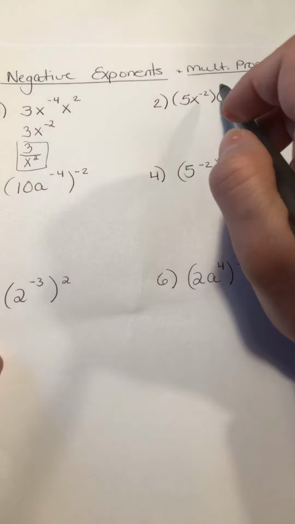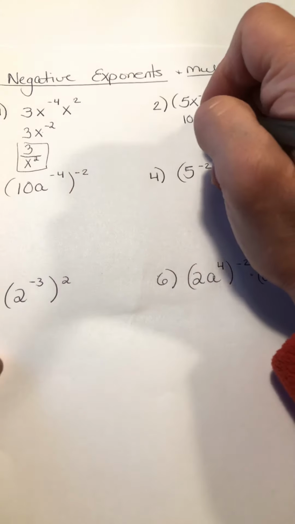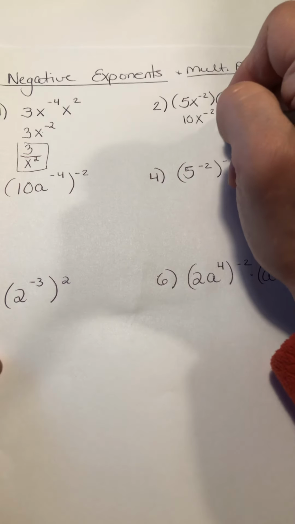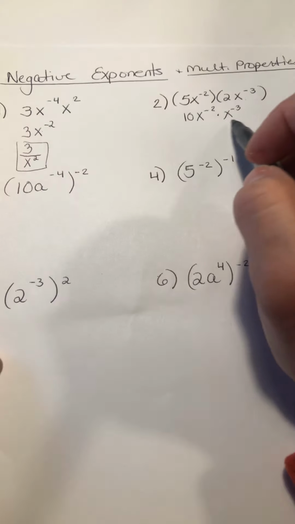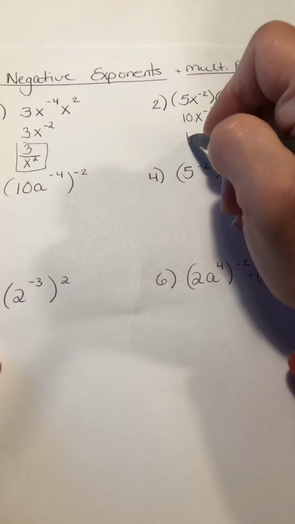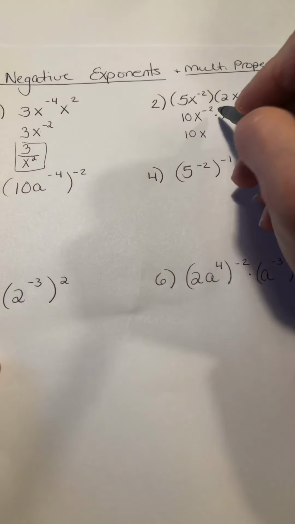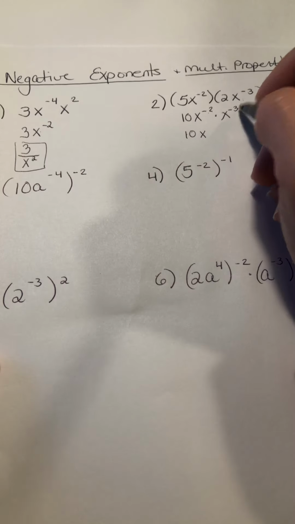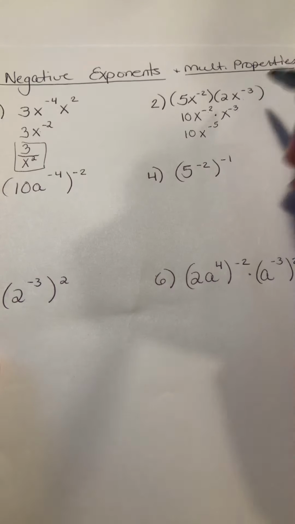multiply the coefficients the same way we normally have, so 5 times 2 is 10, and I'm going to put the x's next to each other just for now. So really what we're doing here is we are multiplying like bases, and when we multiply like bases, we keep the base and we add the exponents. So negative 2 plus a negative 3 is a negative 5.